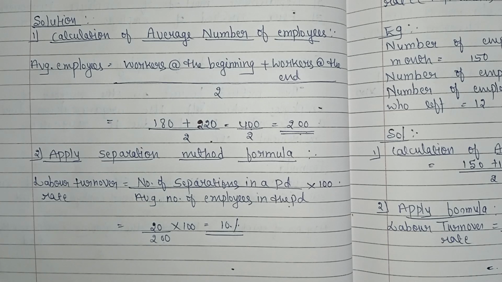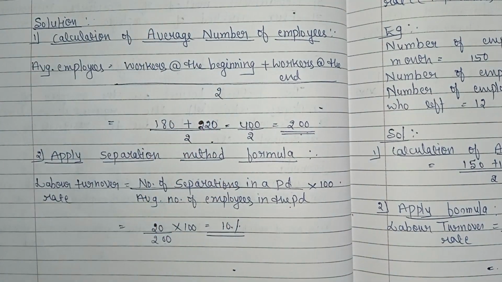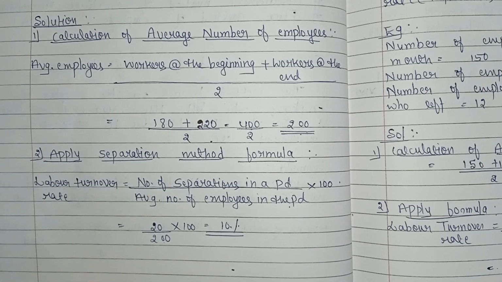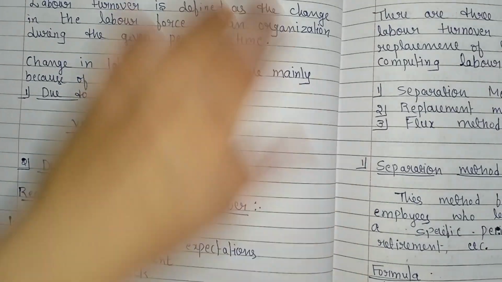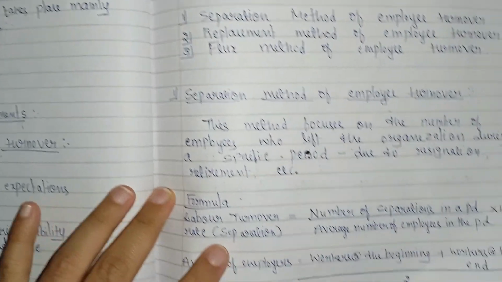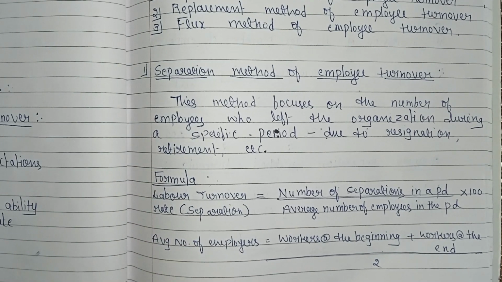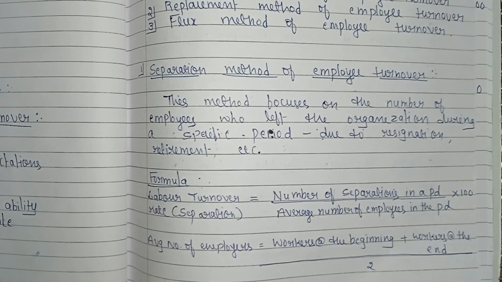It means what? 10% of the average workforce left the organization during the given period of time, monthly or yearly, right? In this example, monthly. Clear? So this is the separation method. In this method, we calculate the labor turnover rate, that is number of separations in a period divided by average number of employees in the period, into 100. This method shows the number of employees who left the organization during a specific period of time.